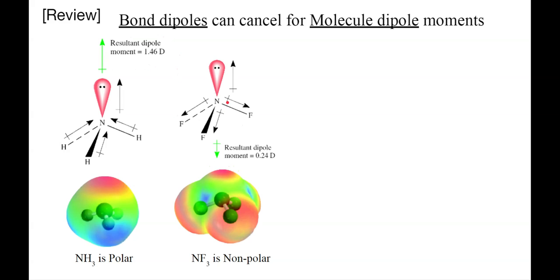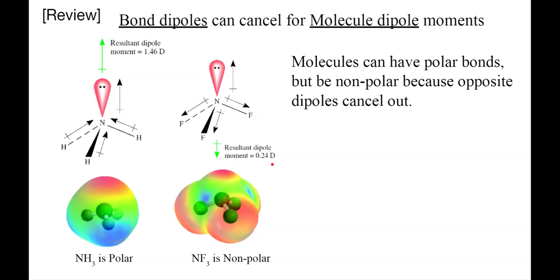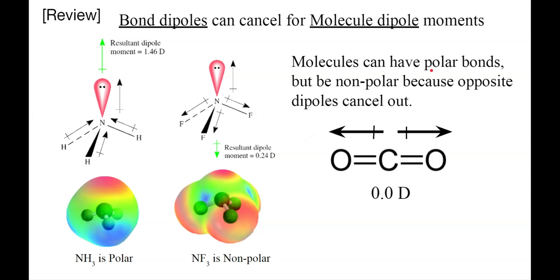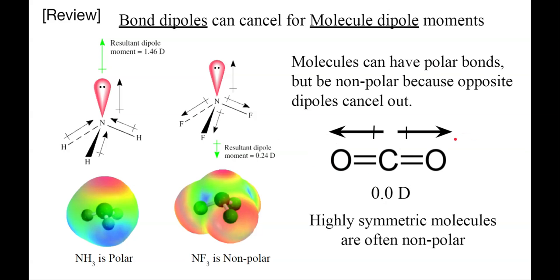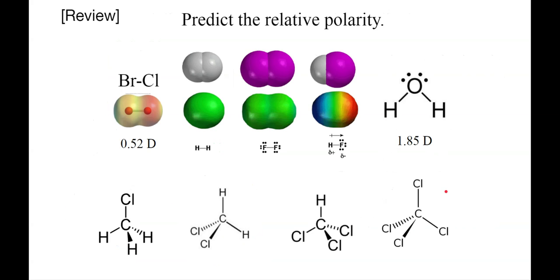But here we have NF3, with all the dipole moments going in pretty much different directions. It's much, much less polar. That value of 0.24 is pretty close to zero. So if it has polar bonds, but the electrons are pulled in opposite directions, they cancel out. Again, we're looking for not just polar bonds, but how symmetric it is. And here are some things we could talk about with varying polarity.